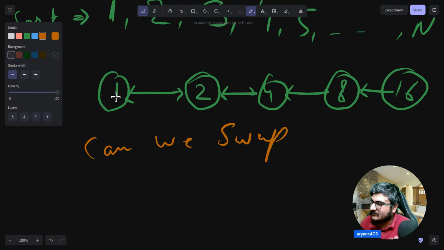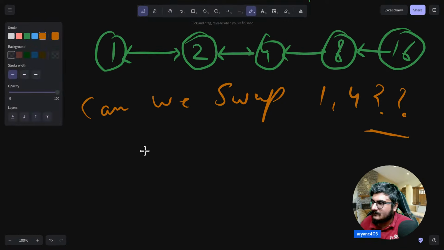Let's say we can swap 1 and 2. We can also swap 2 and 4. Can you swap 1 and 4? Looks like possibly no, right? Because you can swap 1 only with 2, and 4 only with 2, right? So now here is what you can do. Let's say the array is x, y, some dash, and some z.